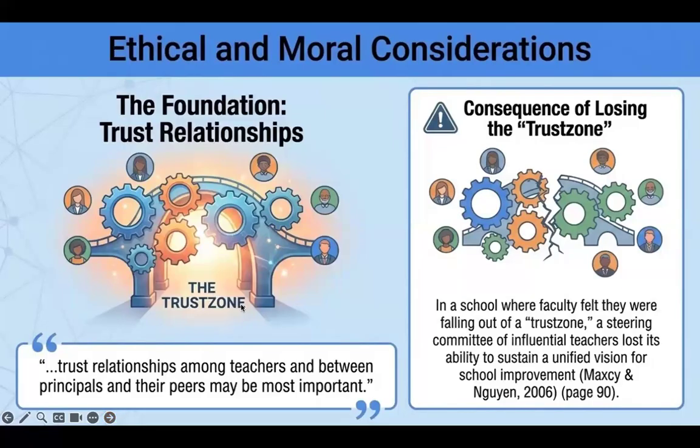And the foundation is to have trust relationships. And the consequence of not having a trustful relationship is that in schools where faculty felt they were falling out of a trust zone, a steering committee of influential teachers lost its ability to sustain a unifying vision for school improvement. And that was on page 90. Trust relationships among teachers and between principals and their peers may be the most important.